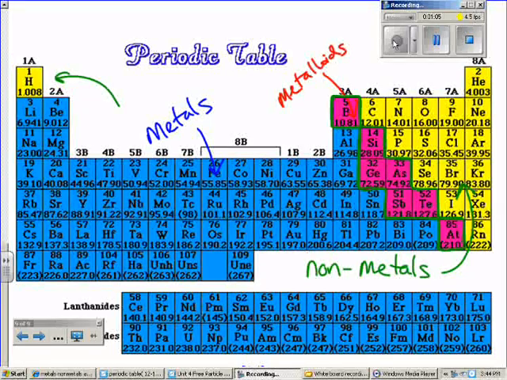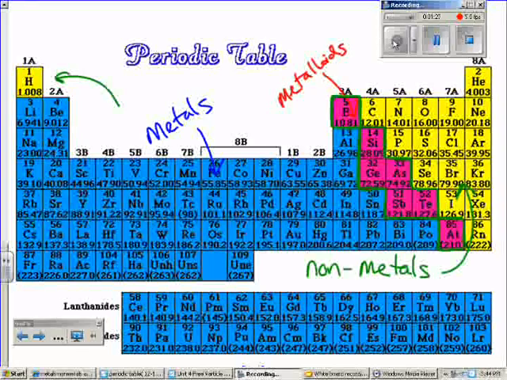Now, nonmetals, on the flip side, aren't good conductors. They are not good conductors of heat or electricity. They usually are not very flexible or malleable, and they also are usually not very shiny. So they're polar opposites, really.